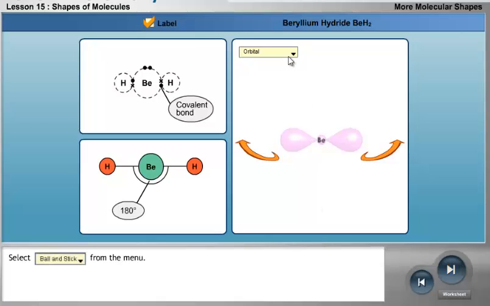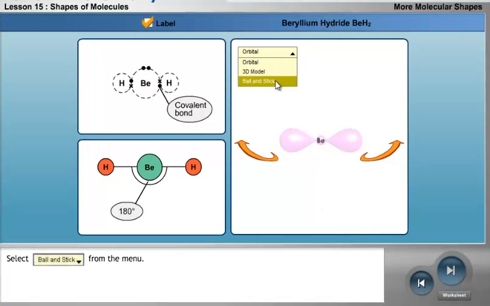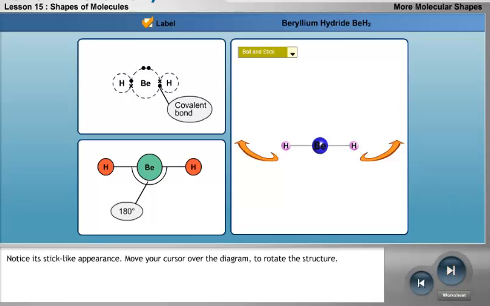Select Ball and Stick from the menu. Notice its stick-like appearance. Move your cursor over the diagram to rotate the structure.